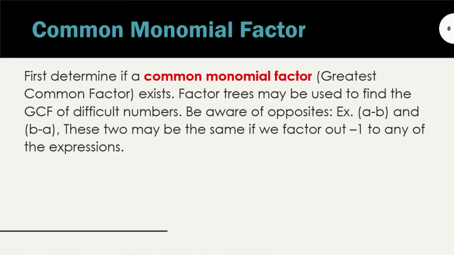First, determine if a common monomial factor or greatest common monomial factor exists. Factor trees may be used to find the GCF of difficult numbers. Be aware of opposites. So example is A minus B and B minus A. So these two may be the same if we factor out -1 to any of the following expressions.